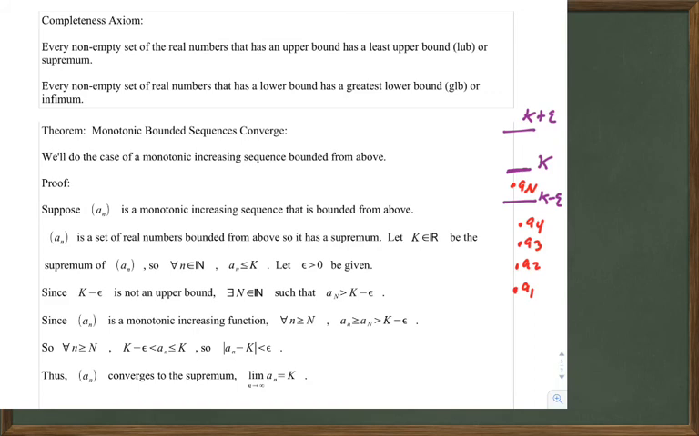And thus a sub n is going to converge to its supremum, or in other words, the limit as n goes to infinity of a sub n is equal to k. Okay. All right, so let's go ahead and do an example here.